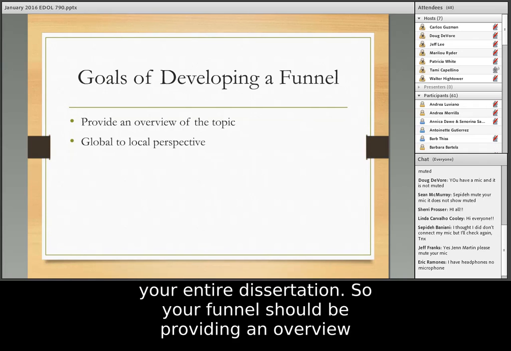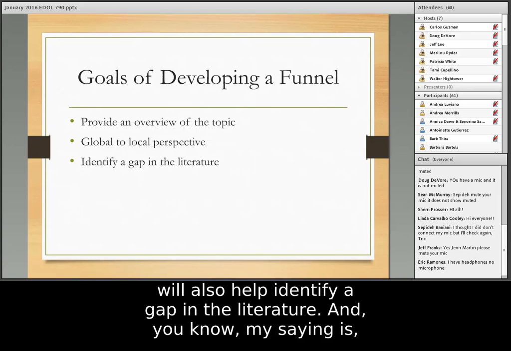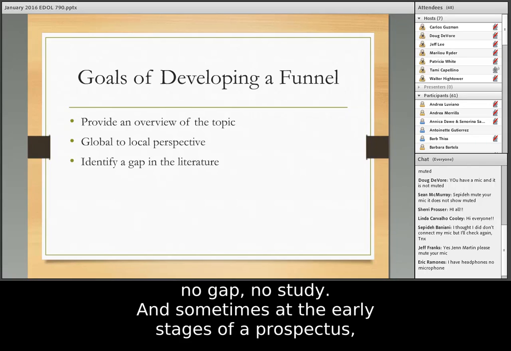Your funnel should be providing an overview of the topic. It usually does start out from global to a local perspective. It will also help identify a gap in the literature. And my saying is no gap, no study.